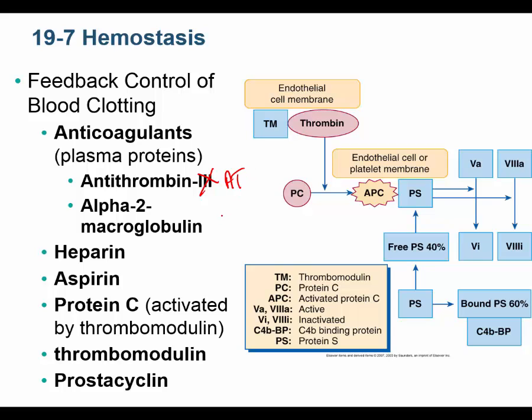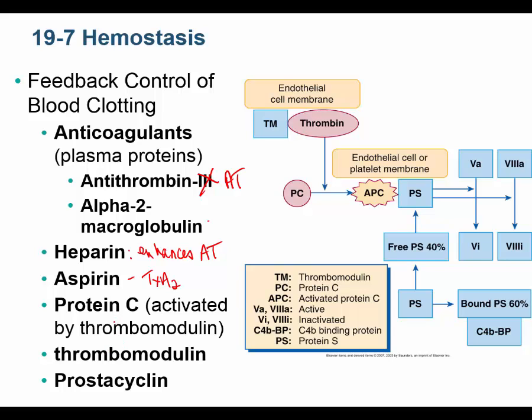There's another one called alpha-2 macroglobulin. There's some other ones, by the way. I'm not going to go through all of them. Heparin enhances antithrombin. It enhances it greatly. So much so that heparin's a pretty decent anticoagulant. Aspirin stops the formation of thromboxane. So if we don't have thromboxane, then we don't activate and aggregate platelets.